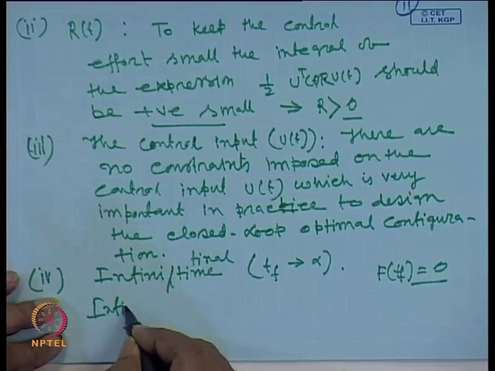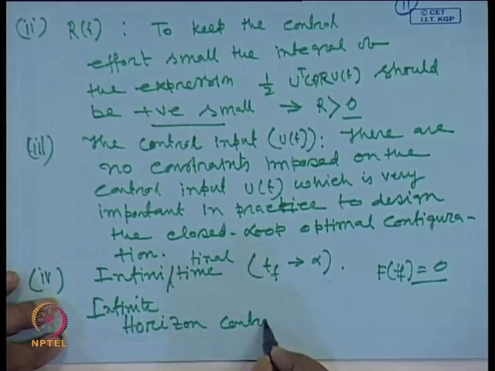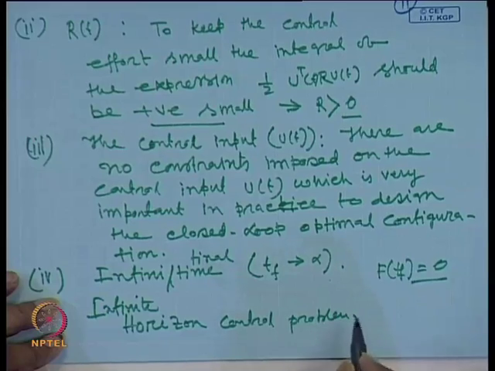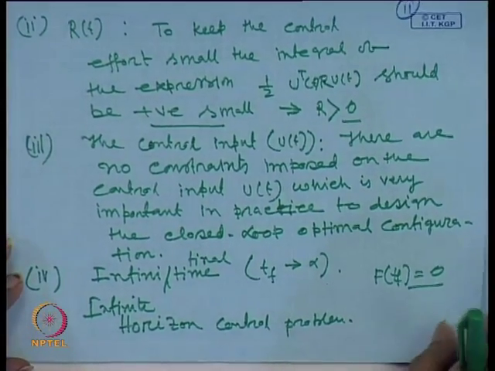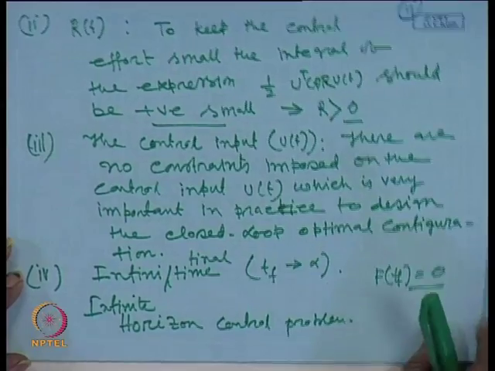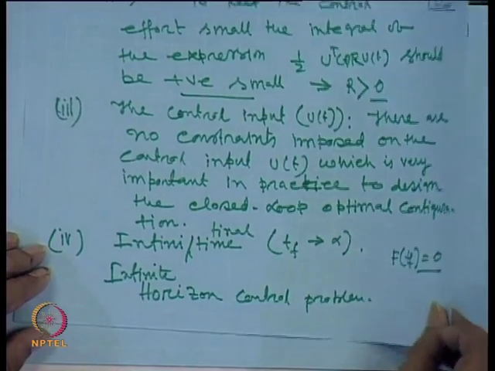infinite horizon control problem. Another two points are there, we will discuss them in the next class. So, in the infinite time regulator problem, t tends to infinity, the state will reach the origin, near the equilibrium position. In that situation, the terminal weighting function has no sense, so we will assign F of t_f equal to 0. That type of problem is called infinite horizon control problems. So, we will stop here.